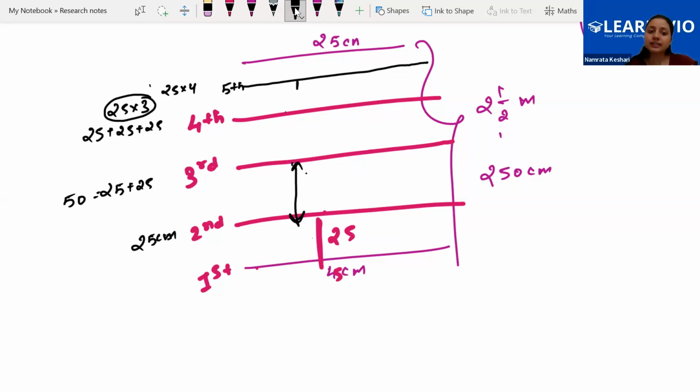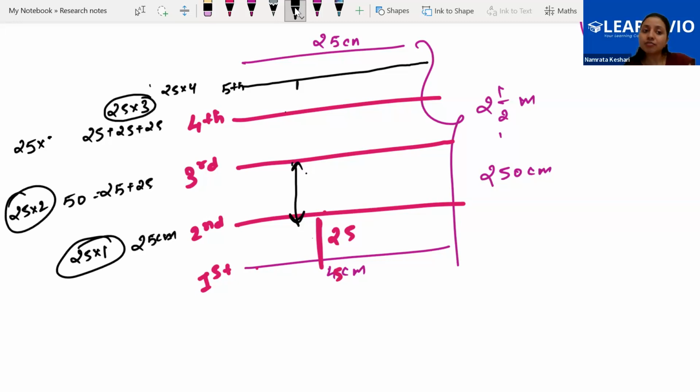ध्यान से देखो कि सेकेंड रंग तक का डिस्टेंस 25 into 1 करके निकल रहा है. थर्ड रंग तक का डिस्टेंस 25 into 2 कर रहे हैं. फोर्थ रंग तक का डिस्टेंस अगर निकालना है तो 25 into 3 करना पड़ रहा है. मतलब जो रंग बोल रहे हैं, फोर्थ, फिफ्थ, उससे एक कम मल्टीप्लाई कर रहे हैं, तब जाके टोटल डिस्टेंस बॉटम से आ रहा है. हाँ या ना?